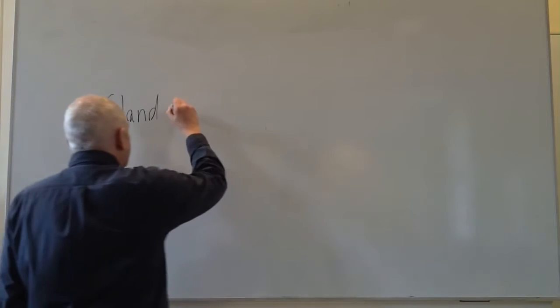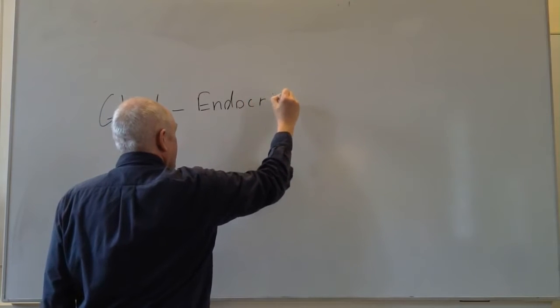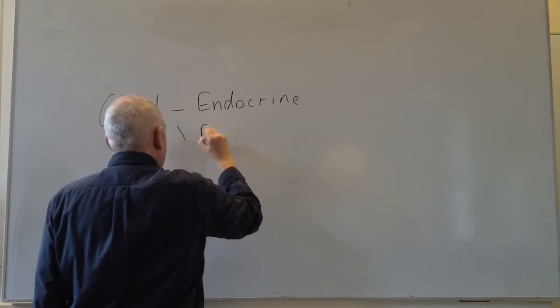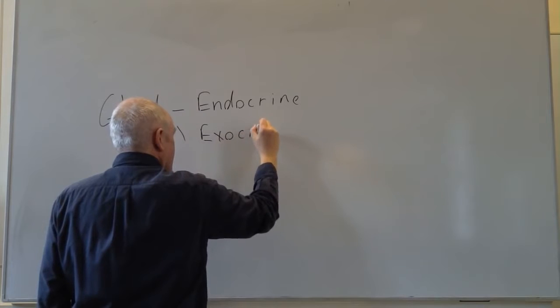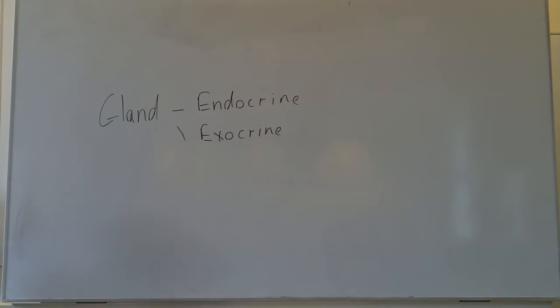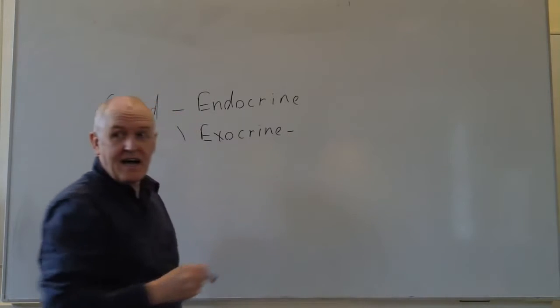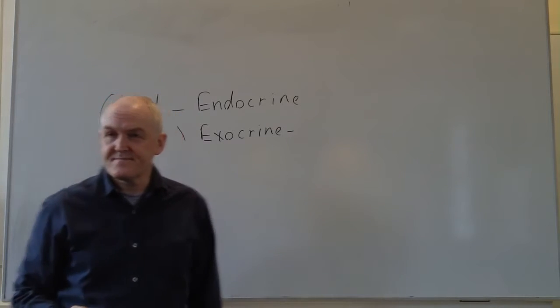And there's two sorts. There's endocrine and there's exocrine glands. They are the two types. And the difference is that the exocrine glands have ducts.